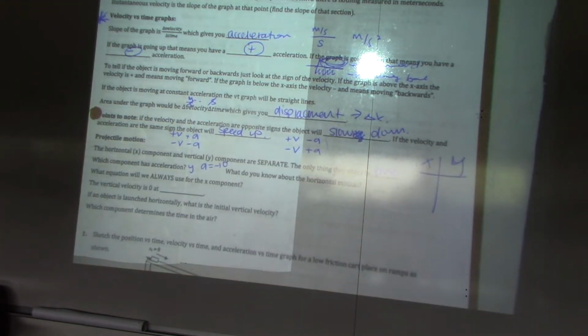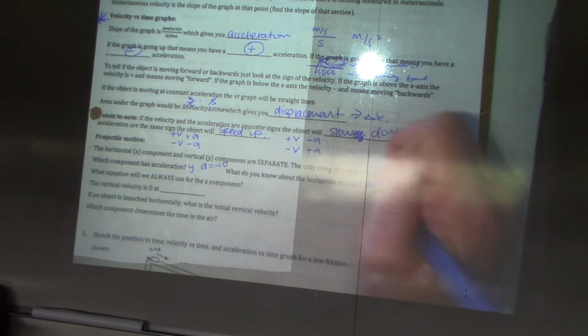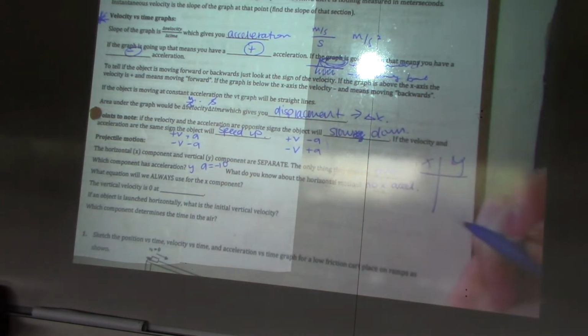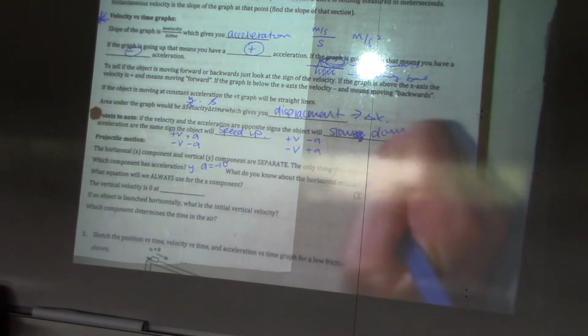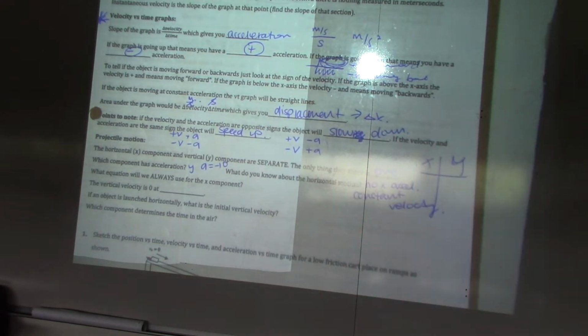And what do we know about horizontal motion? Well, we do have an acceleration in the y component. For the x component, for horizontal, there's no x acceleration. So because there's no x acceleration, that means it must be going at a constant velocity, right? It's not accelerating, it's not speeding up or slowing down. Doesn't mean it's not moving, it's just not accelerating, so it's constant velocity.